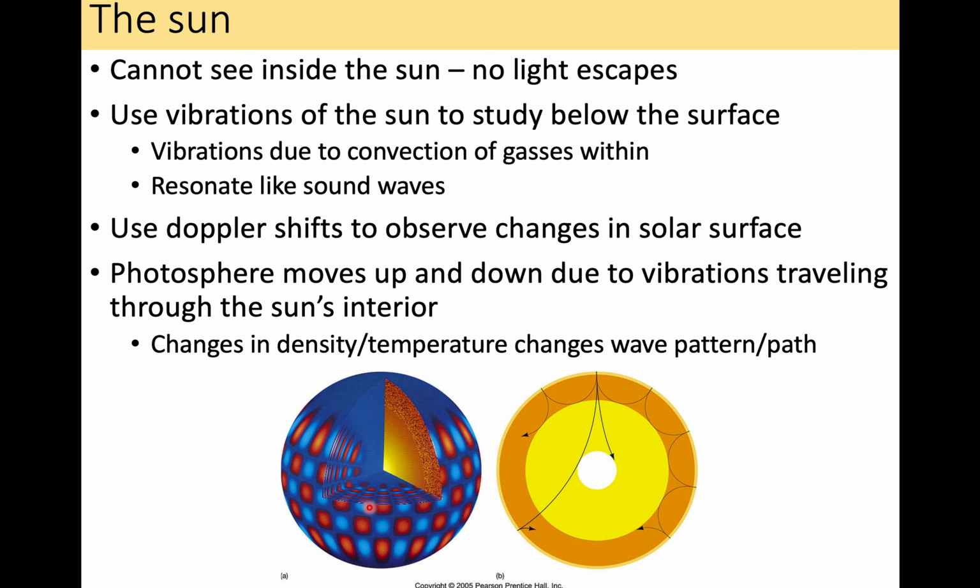Material that is sinking or moving down away from the earth is going to be moving towards the center of the sun. So that will be red. So we can use this red versus blue of the Doppler shift to see how things are changing on the surface of the sun.